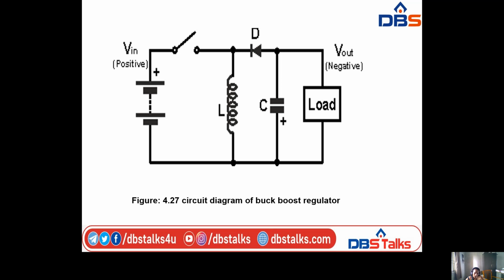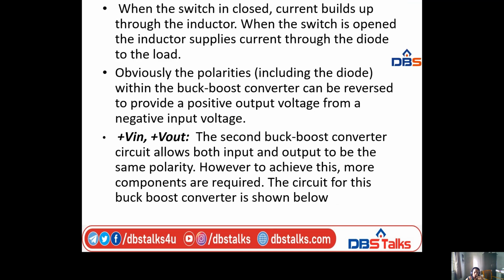Here a switch will be there. When the switch is closed, the current builds up through the inductor. When the switch is open, the inductor supplies a current through the diode to the load. Obviously, the polarities, including the diode within the buck boost converter, can be reversed to provide a positive output voltage from the negative input voltage.